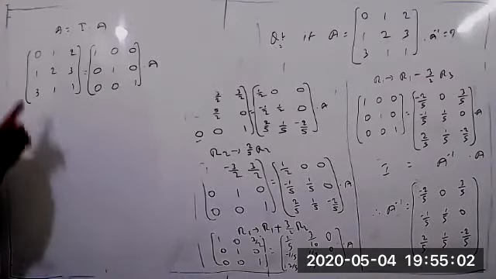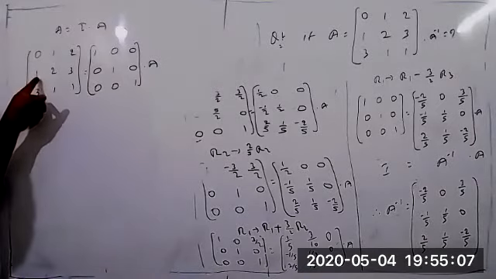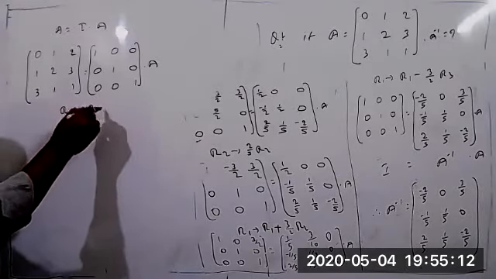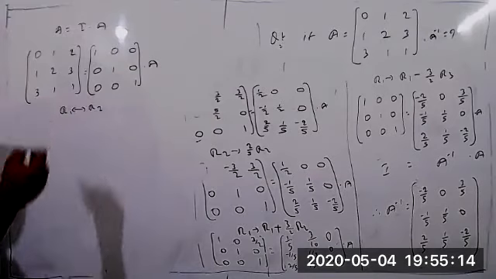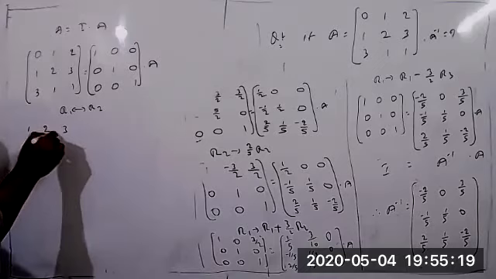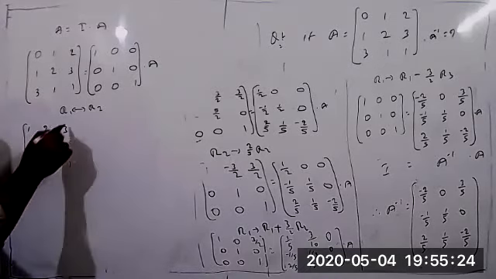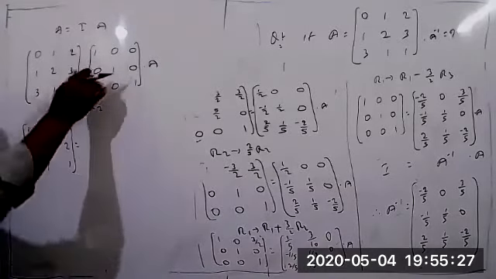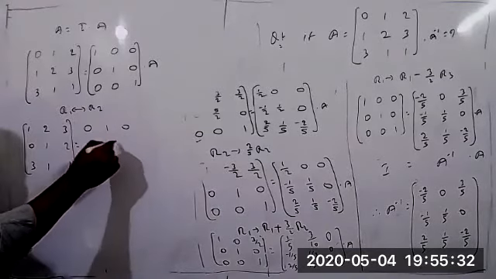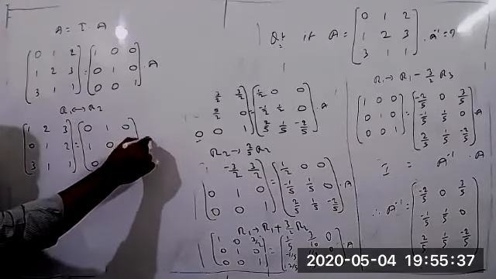Actually, our target is that the first element must be 1. Since 1 is already in the second row, you can just interchange both of them. Row 1 and row 2 you can interchange. It's enough. So the matrix is 1, 2, 3; 0, 1, 2; 3, 1, 1, equal to the interchanged identity 0, 1, 0; 1, 0, 0; 0, 0, 1, now into A.